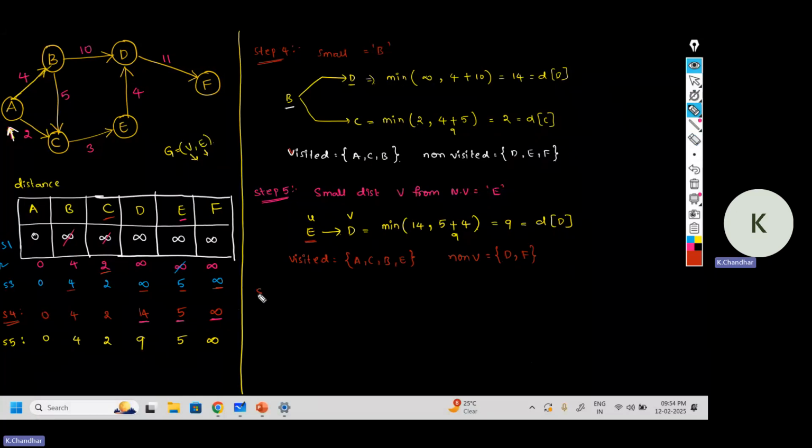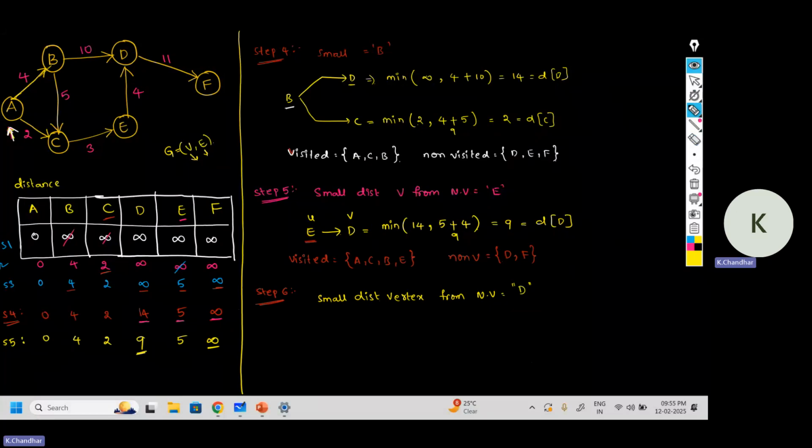Next, I will go for step 6. What can I do? Again, I need to find the smallest distance from non-visited vertices. So I need to pick the smallest distance vertex from the non-visited set, so D and E. D is 9, E is infinite. So which one do I need to take? D I need to take.